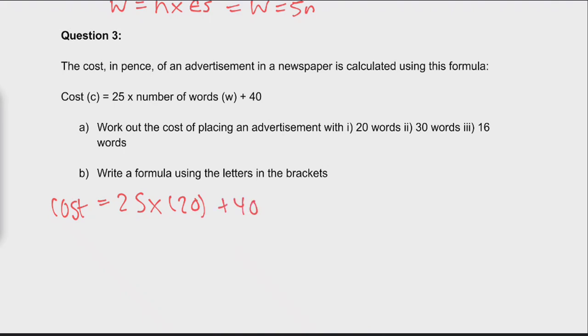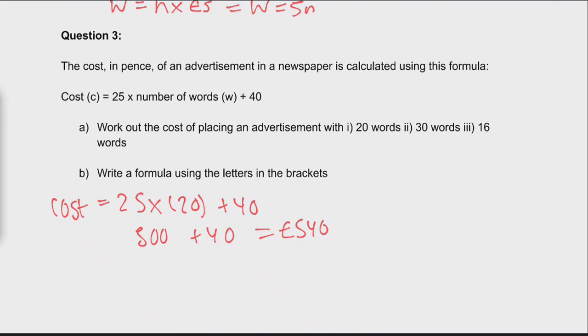You want to think about this in terms of BIDMAS. What operation do we do first? We're going to have to do the multiplication first. So cost is equal to 25 times 20 plus 40. What is 25 times 20? Put that into your calculator and you get 500. So that is equal to 500 plus 40, and so the total cost is going to be £540.